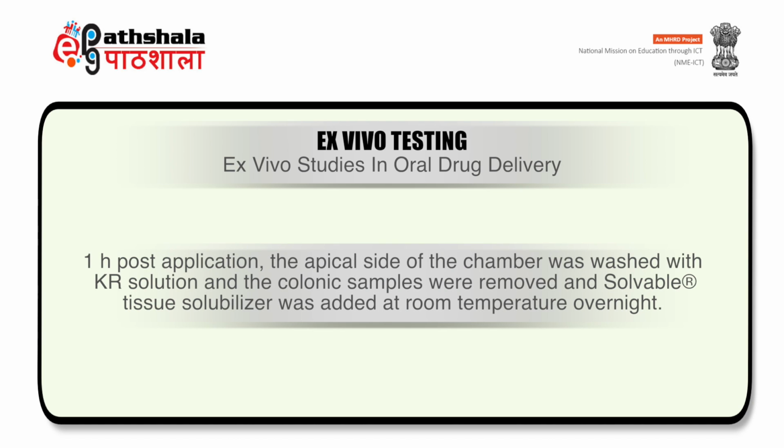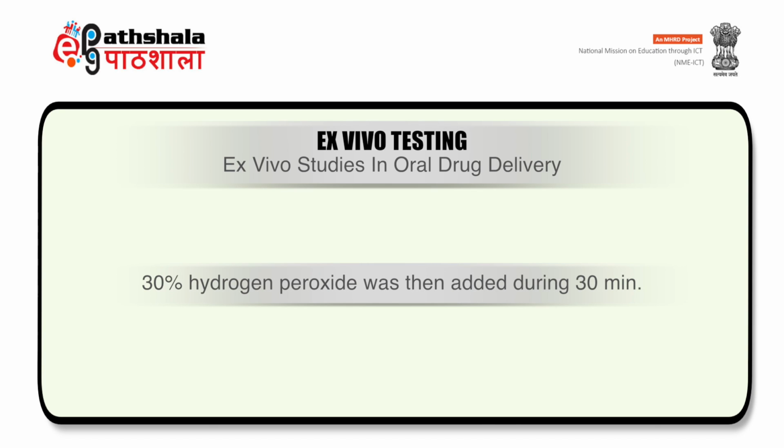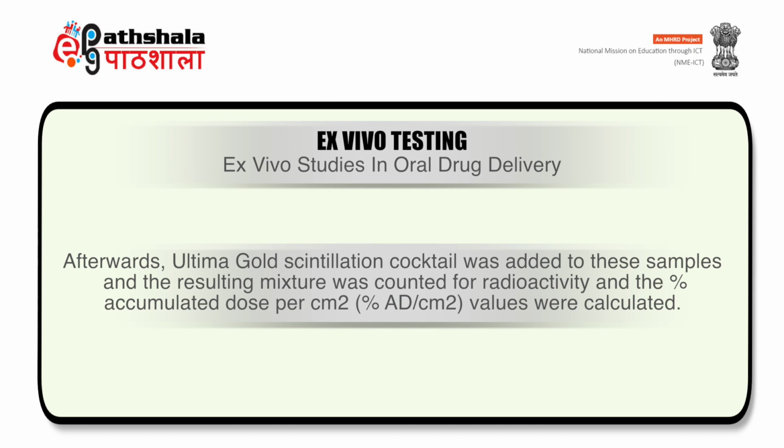One hour post application, the apical side of the chamber was washed with KR solution and the colonic samples were removed and Solvable tissue solubilizer was added. 30% hydrogen peroxide was then added during 30 minutes. Afterwards, Ultima Gold scintillation cocktail was added to these samples and the resulting mixture was counted for radioactivity, and the percentage accumulated dose per centimeter square values were also calculated.